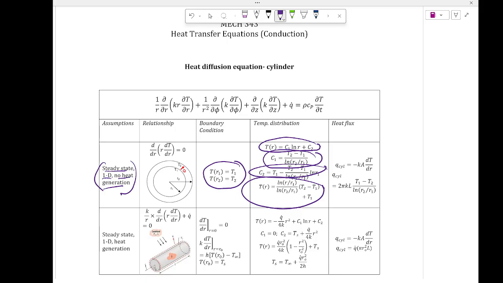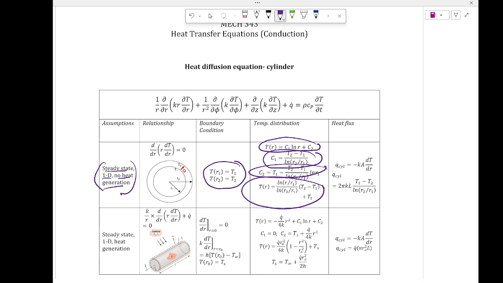In a similar way, because you have 1 over r, when you do the differentiation, it will be ln r. That's why this ln r came here. But this is the generalized equation, where the C1 and C2 are constants, right? So you need to find those C1 and C2 values. How are you going to find them? By applying these two boundary conditions.